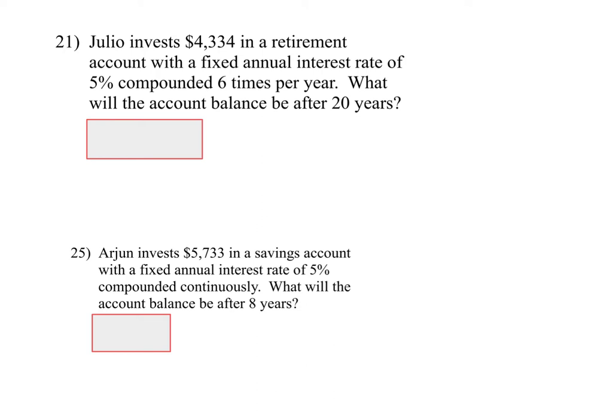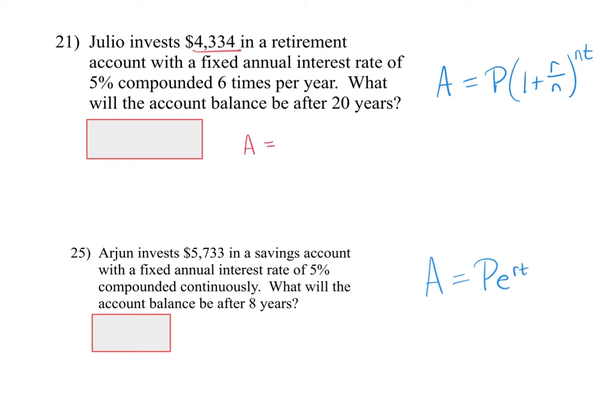The first type is, do you know the formula, right? That's really what I'm asking here. Your account balance equals what you invest times 1 plus your rate over the number of times it compounds, raised to the number of times it compounds times t. Or if it's continuous, looks like this.